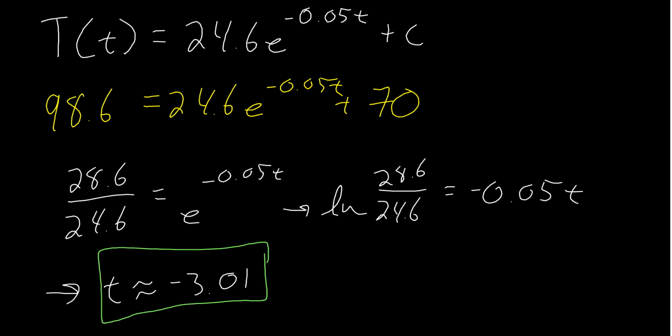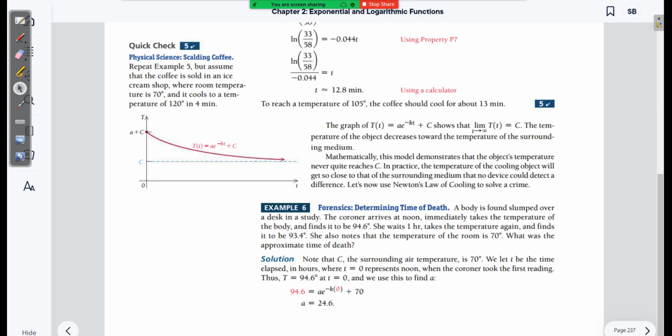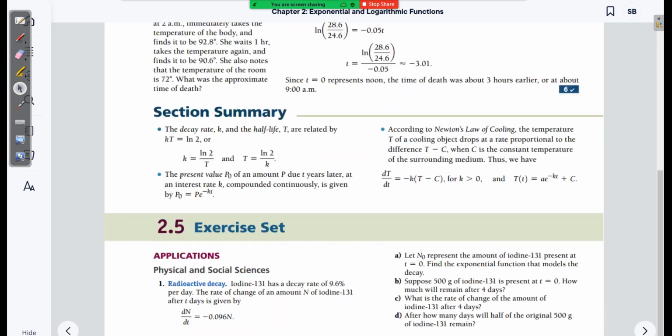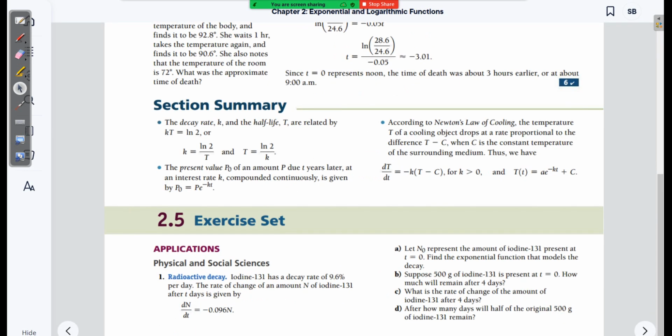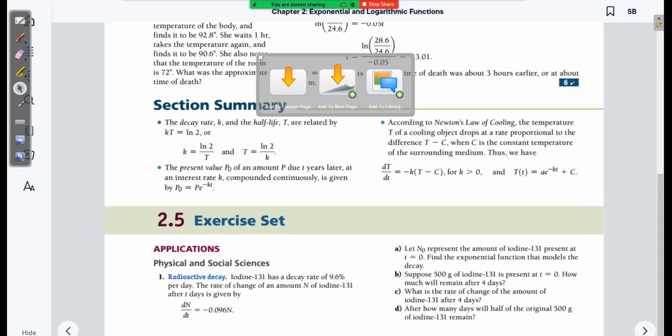And that does conclude this lecture, but I'm pretty sure there's a good section summary here. There always is. There we go. Section summary, and we're done.